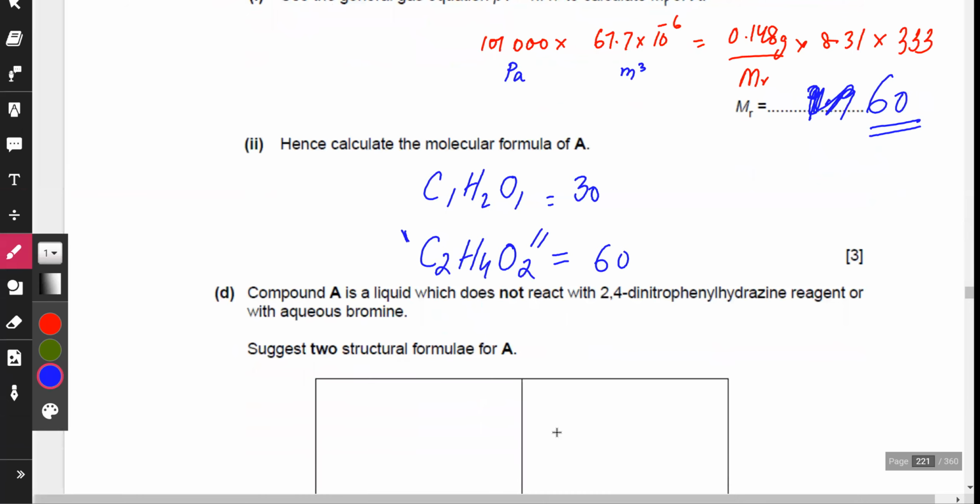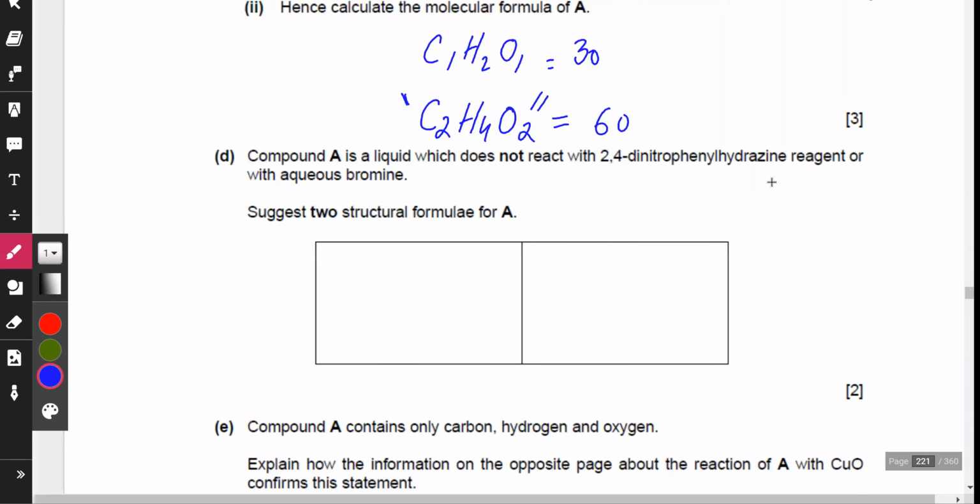And the last part is compound A is a liquid which does not react with 2,4-DNPH or with aqueous bromine. So draw two structural formulas for A. So not reacting with aqueous bromine means it's not an alkene. And not reacting with 2,4-DNPH means it's not carbonyl, not aldehyde or ketone.